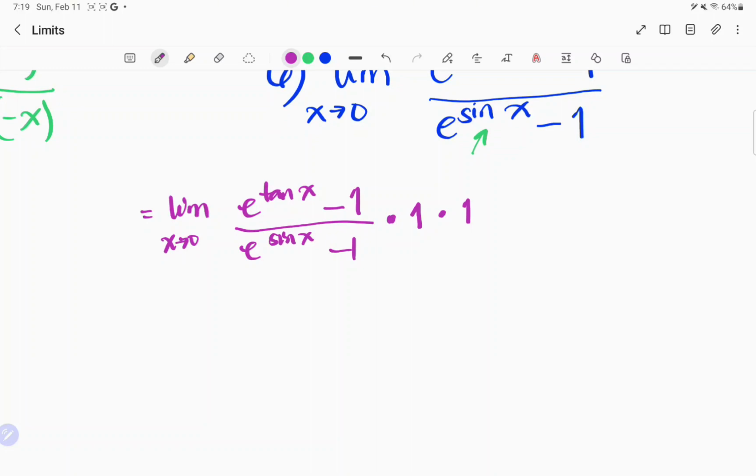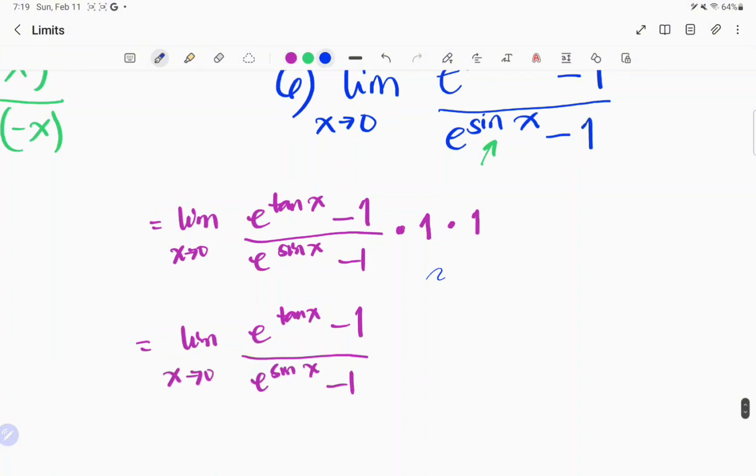Because I want to deform 1 so that the function will not be affected, because we have to produce sine and tangent. So we have the limit of e raised to tangent x minus 1 over e raised to sine x minus 1 as x approaches 0. Now I want to deform my first one as tangent x over tangent x. Tangent x over tangent x is equal to 1.